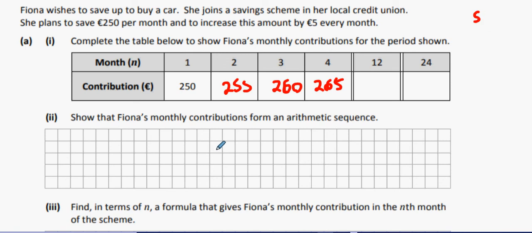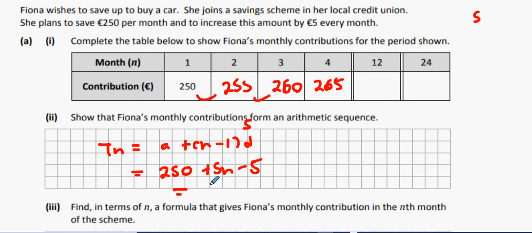Alright. Let's make a general formula here. The general formula might be the easier way to do this, Sam. What's Tn? It's an arithmetic sequence, isn't it? What's the starting off term? 250. What's the D value? 5. Multiply it in and you get 5n minus 5. So it's actually €245 plus 5N. You have to know, it's in the tables and you have to know how to use it. And it's only for linears.